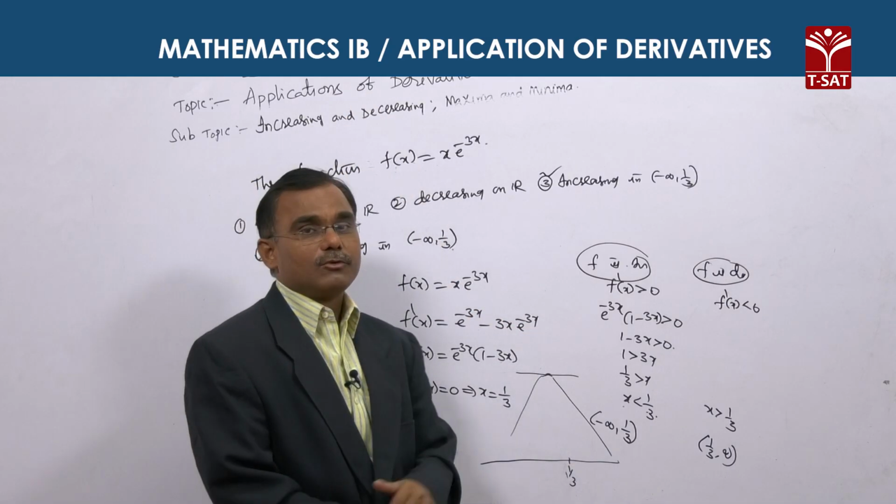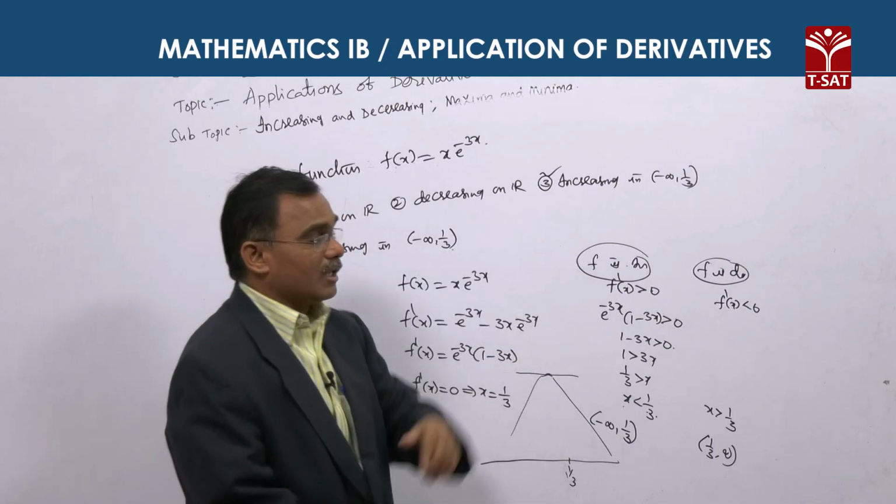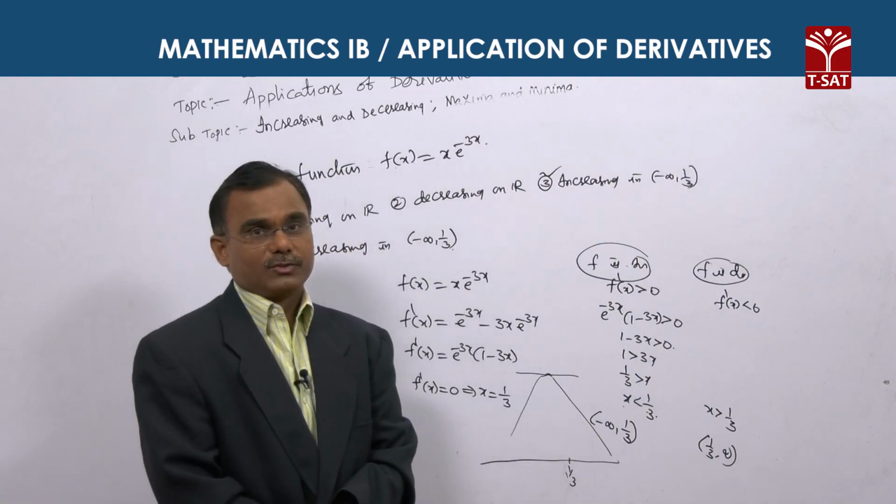There is no minimum value that can be taken here. Right, that's why it is increasing in the interval -∞, 1/3.